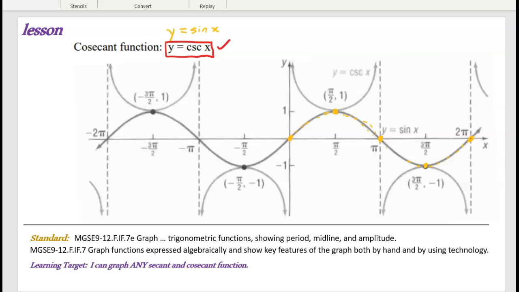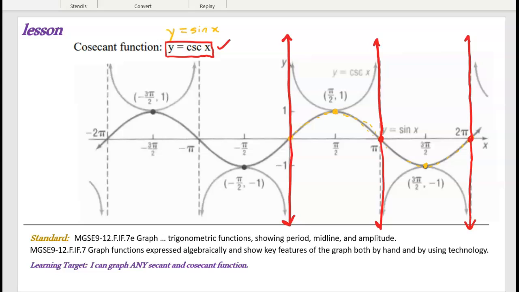Okay? So when I plug in 0, I get out 0. Well, what's the reciprocal of 0? Undefined. Every point on the midline of sine will be a vertical asymptote, undefined for cosecant. So once again, what's the reciprocal of an output of 0 for sine? Undefined for cosecant. So every point on the midline of sine represents an undefined value for cosecant.